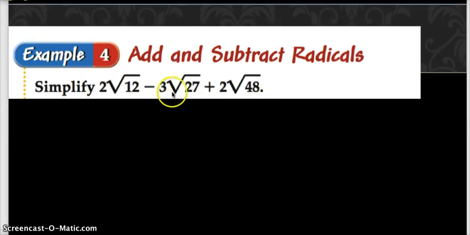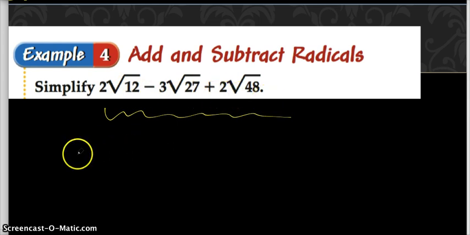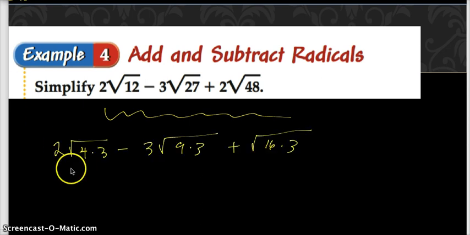Here in example 4, we're going to add and subtract radicals. Notice that all of these radicals look radically different, right? So the square root of 12, the square root of 27, the square root of 48. The first thing you want to do is simplify the radical as best you can to see if perhaps you have like radical terms. So this is a very simple way of breaking it down, making sure that each radical is divided into at least a perfect square, because I'm talking about square roots.